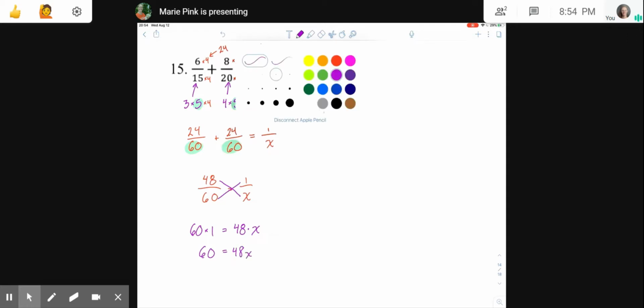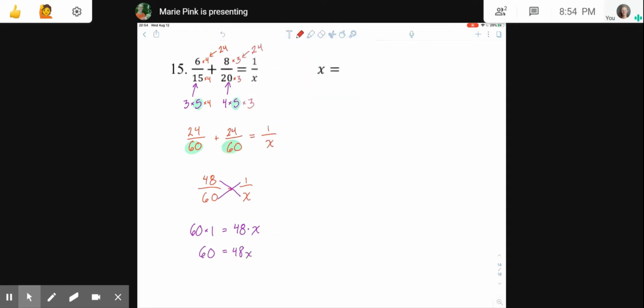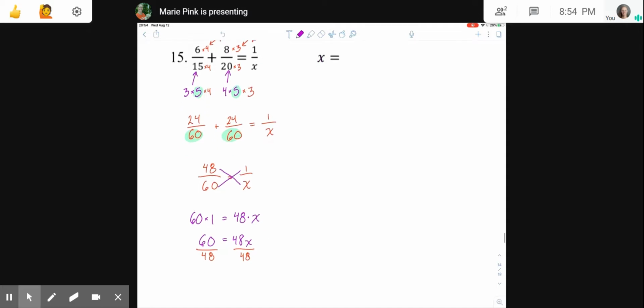And then to get x all by itself, because it's times x, I need to do the opposite, which is division. So the opposite of multiplication is division. So divide both sides by 48. And then just as a reminder, you do not need to simplify this on this test. You can just leave it as 60 divided by 48 is equal to x.